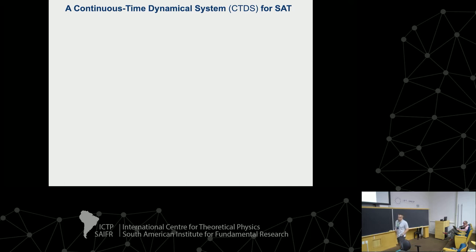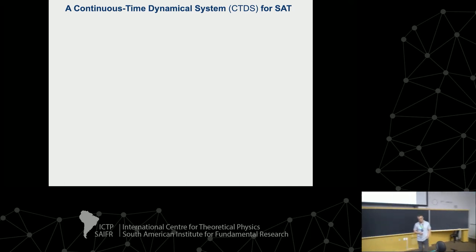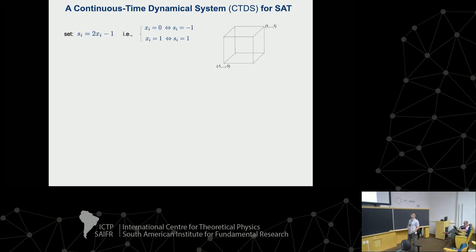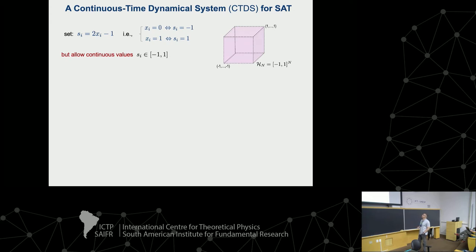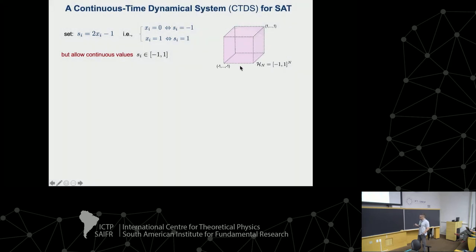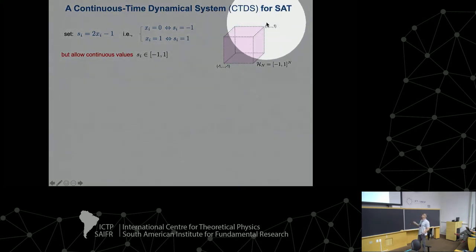So let's take a different angle to this SAT problem using continuous time dynamical systems. What I'll do is translate the 0 and 1 into minus 1 and plus 1 spin variables. And since I have n of them, I also allow these variables to vary continuously between minus 1 and plus 1. So basically, my dynamical system is living inside this n-dimensional hypercube with the discrete values sitting at the corners of this hypercube.